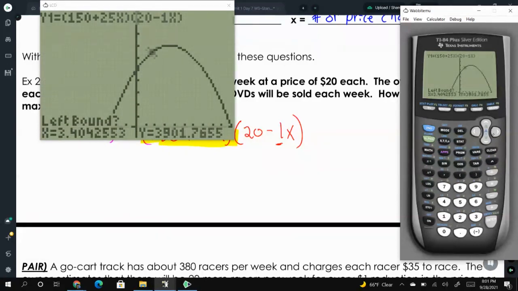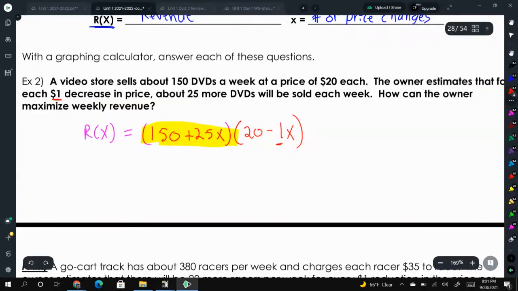So we're going to move our cursor to the left and right side like we did before. Now, your window does not need to be exactly like mine. Just make sure your window can see the maximum. So we have 6.99999 or close to 7. And then the Y value is 4,225.